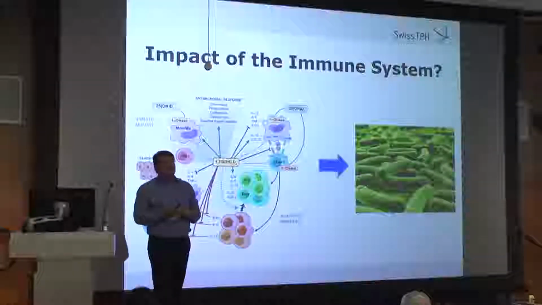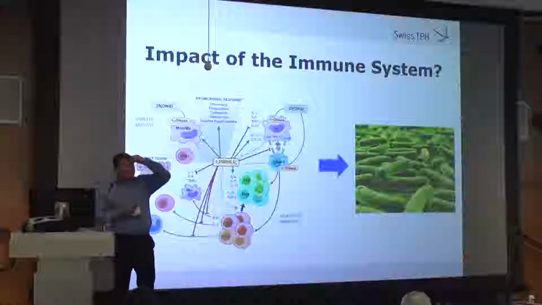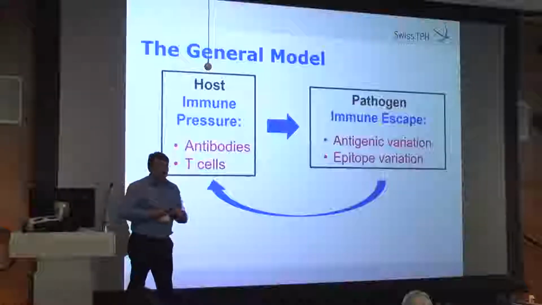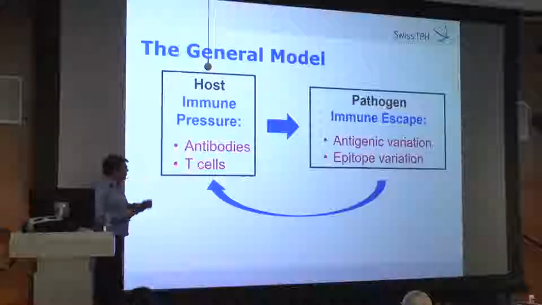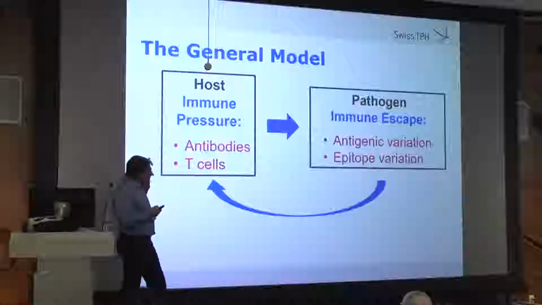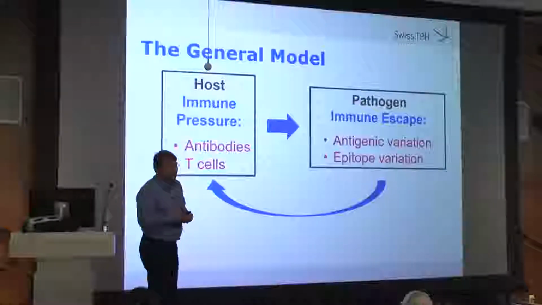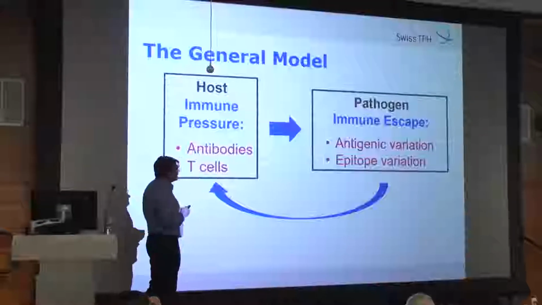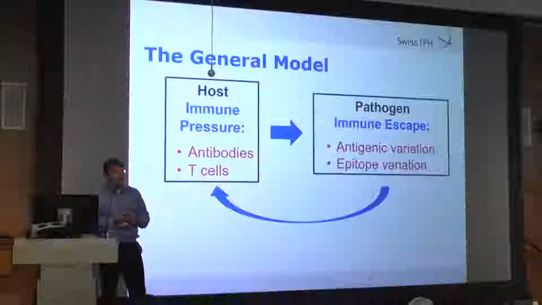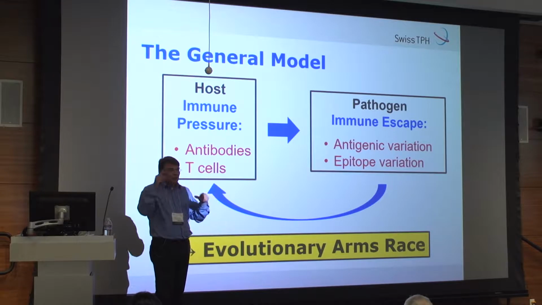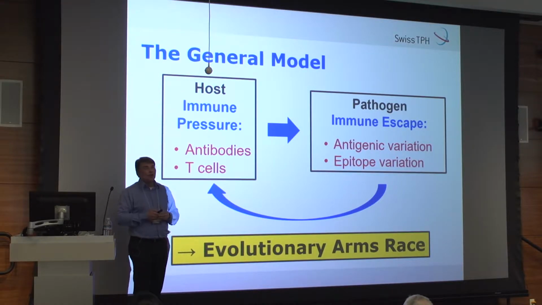So how does the immune system impact on the TB diversity? We know from many viruses, other bacterial pathogens, and also eukaryotic parasites, that this general model is the rule. The immune pressure through antibodies, T cells, etc., forces the pathogen to try to escape this immunity through mechanisms such as antigenic variation and epitope variation. This phenomenon is also known as an evolutionary arms race, right? It's an ongoing process, this fight between the pathogen and the host.